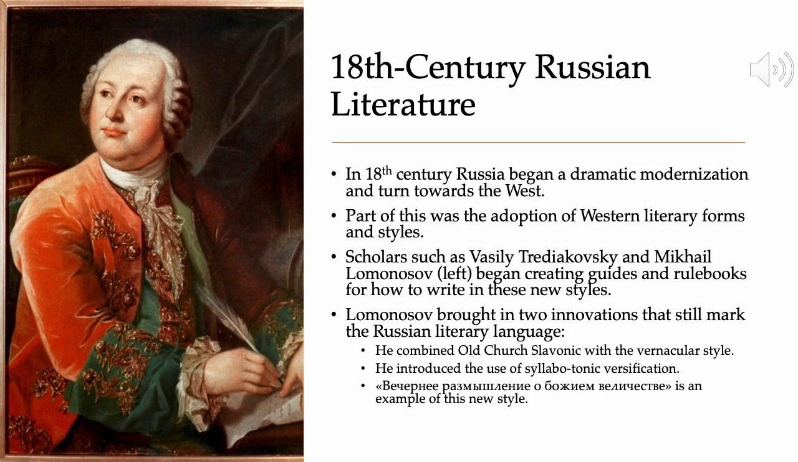and take Western things and adapt them a little bit and make them Russian. And so people like Vasily Tredyakovsky and then Mikhail Lomonosov, again, you see his picture here on the left, and he's wearing a white wig and a red brocade coat and holding a quill pen and generally looking like an 18th century European nobleman, began creating guides and rule books for how to write in these new Western literary forms.